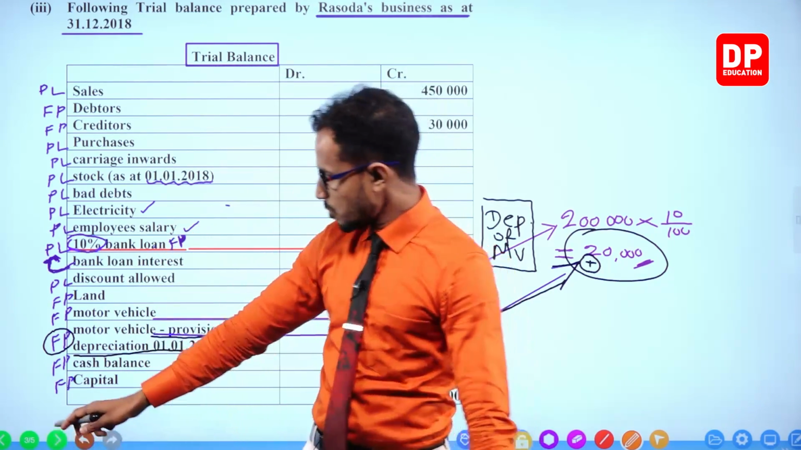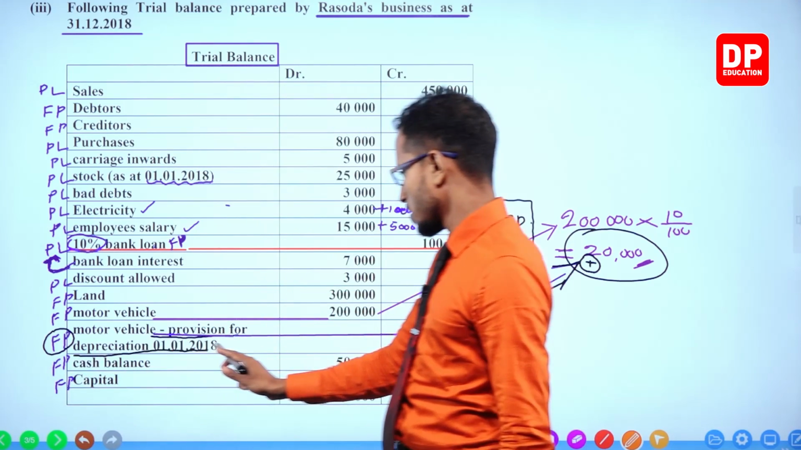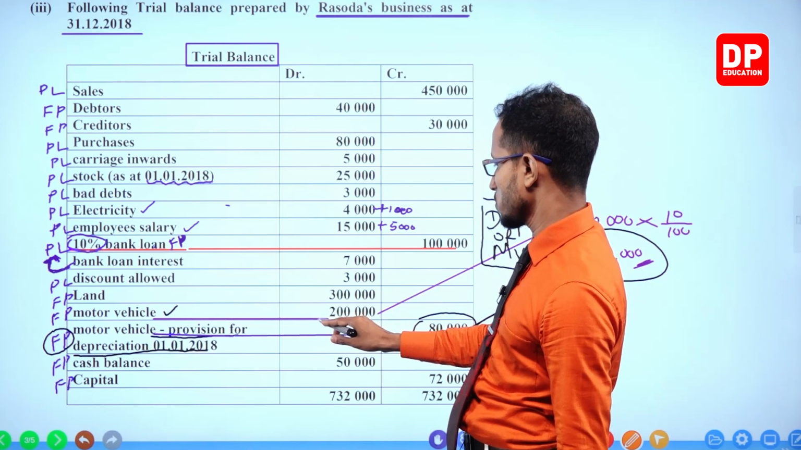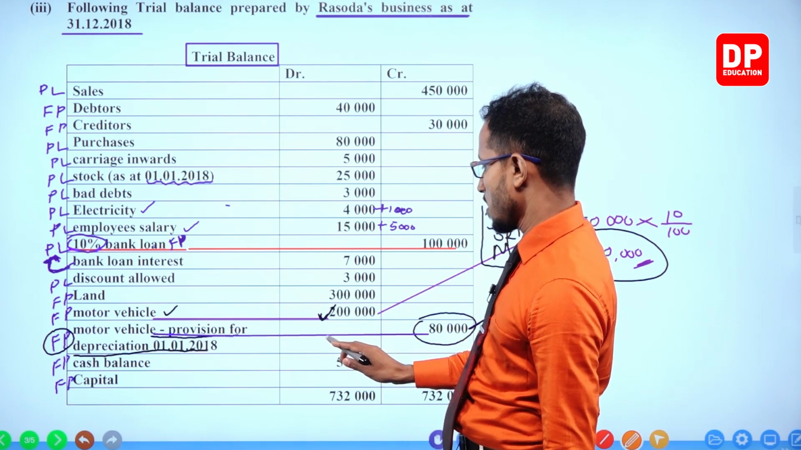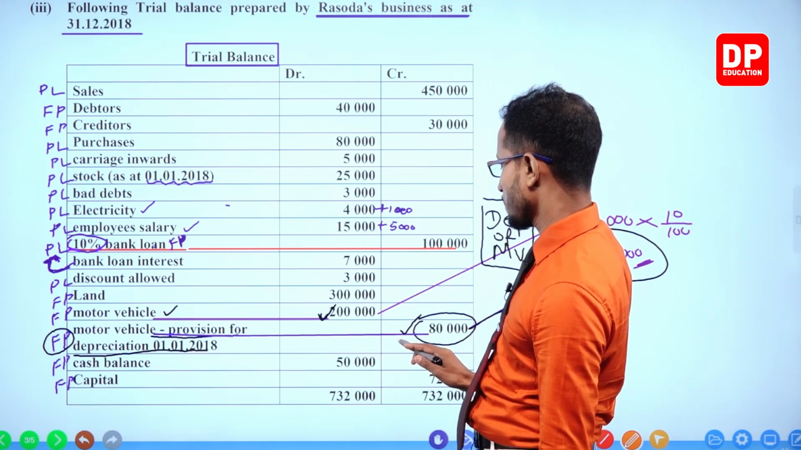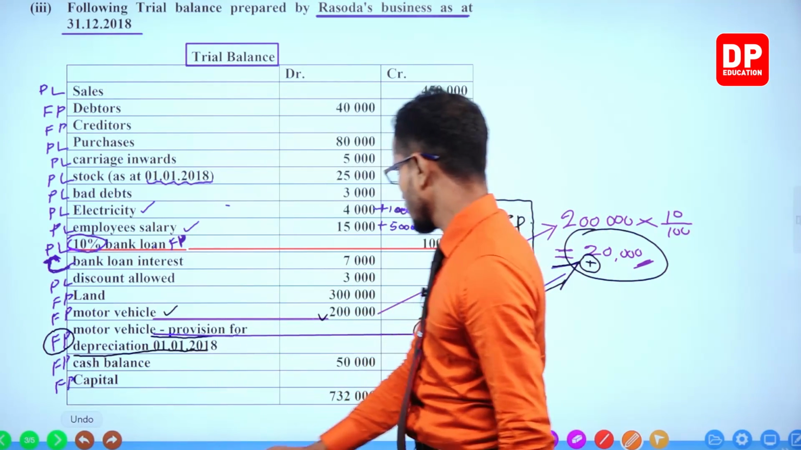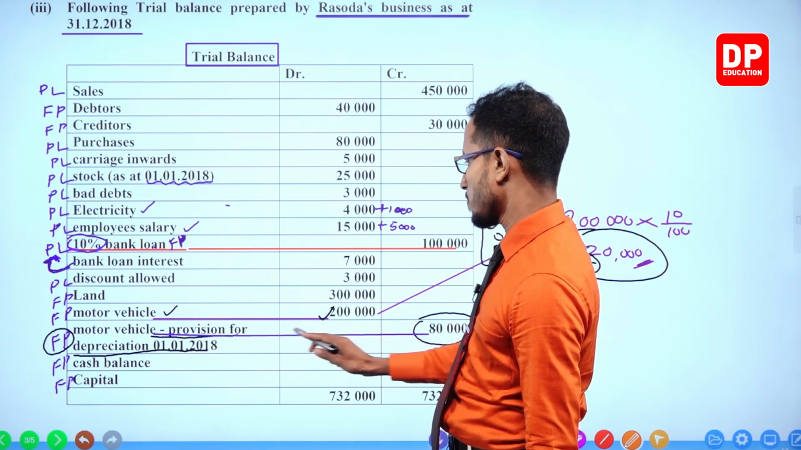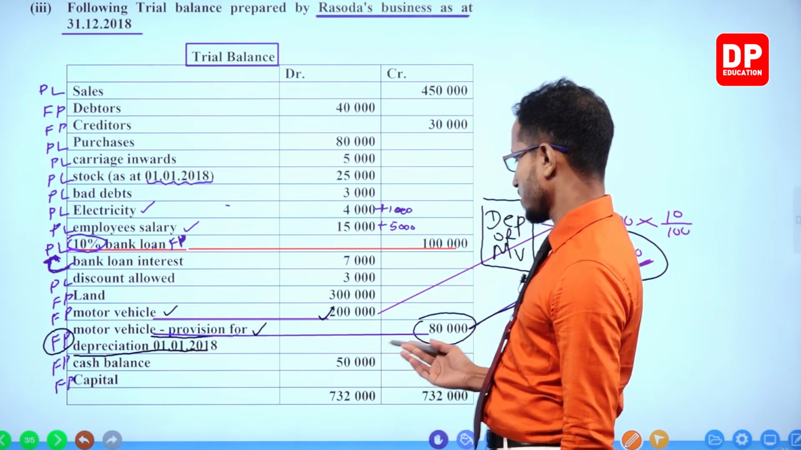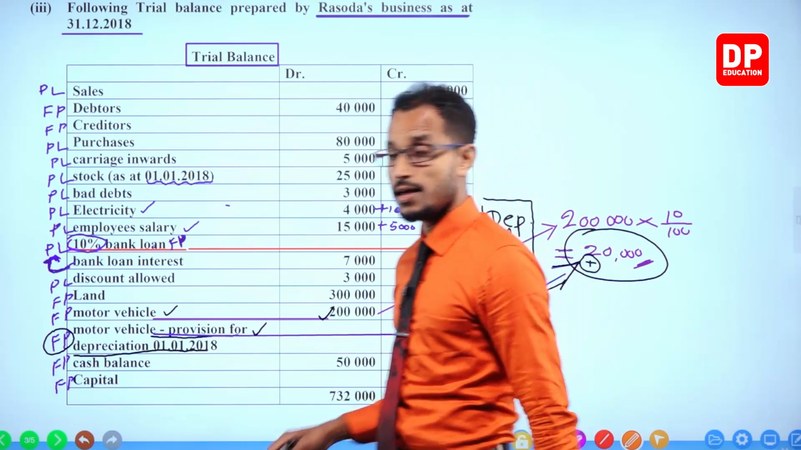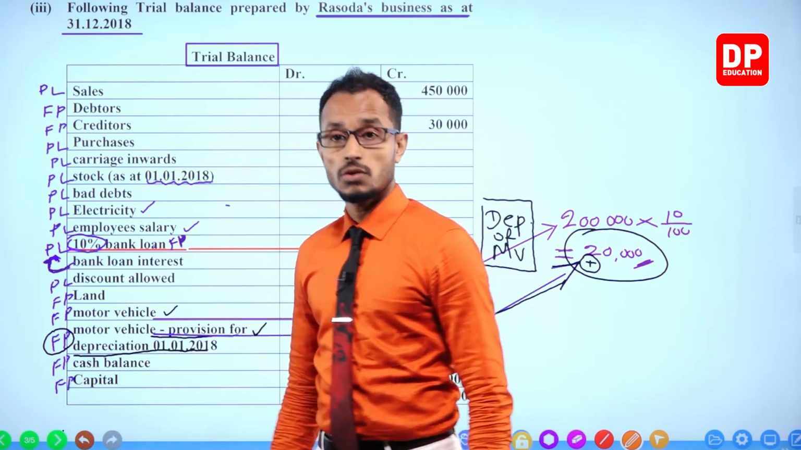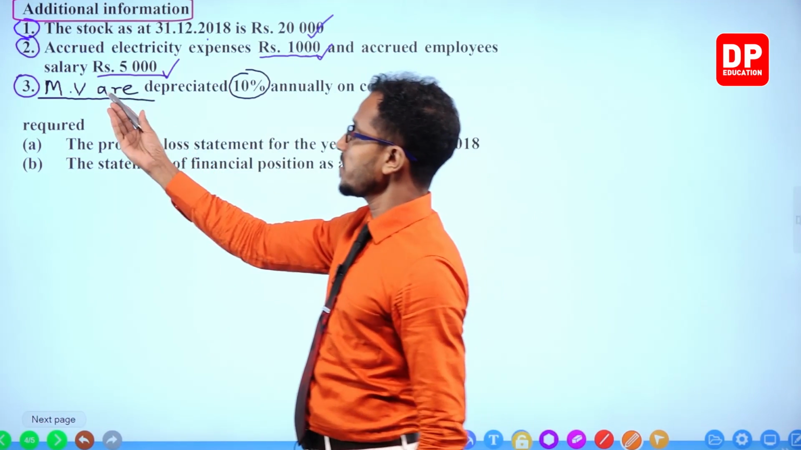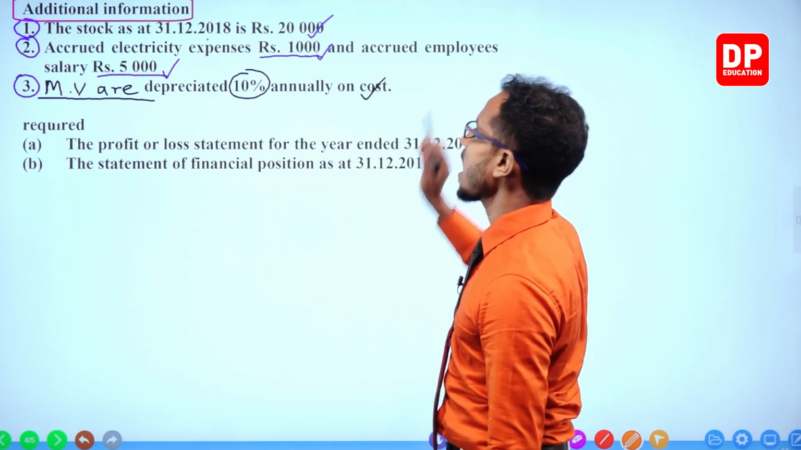Done. So we took the provision and we took the motor vehicle cost. This 200,000 also we have taken. This 80,000 also we have taken. That means we must tick. Motor vehicle 200,000 we have taken. Provision also we have taken 80,000, in the SOFP only. Alright. Then motor vehicles depreciation adjustment also done.